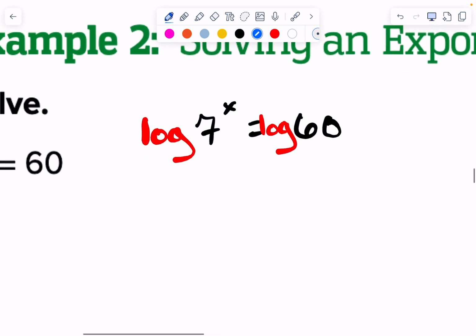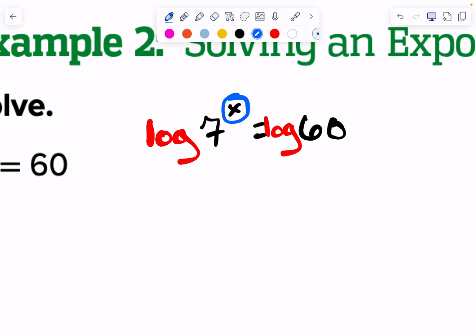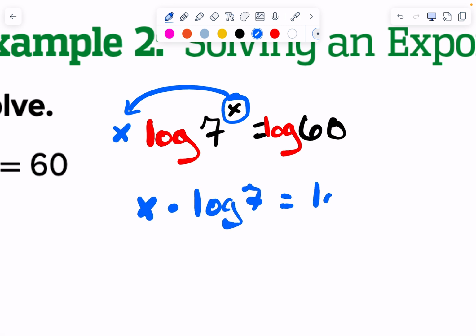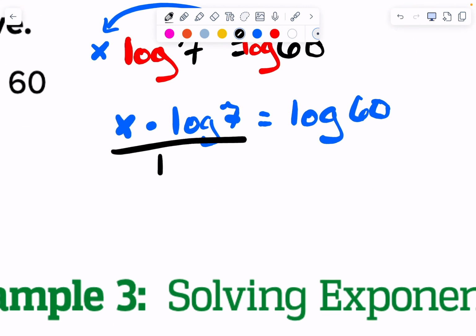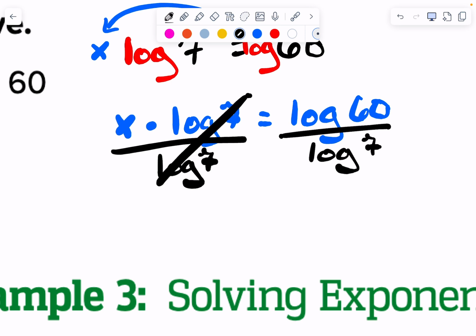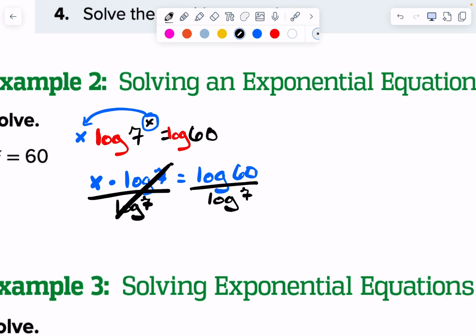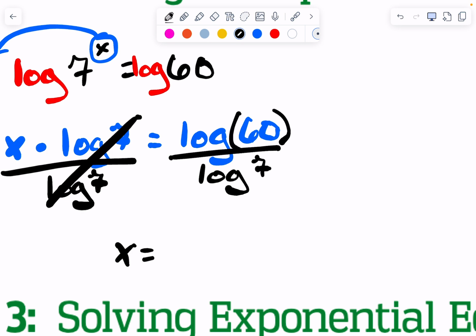And by adding a log in front, I can now do something with this x. Bring it out in front. I'm going to pull the x down in front. So now I have x times log 7 equals log 60, right? Okay, and now what if I want to solve for x? I'm going to divide by log 7. So I just have log 60 divided by log 7. And that's what x is, whatever that decimal number is. So make sure that if you're going to type this in, you close off your parentheses after 60.